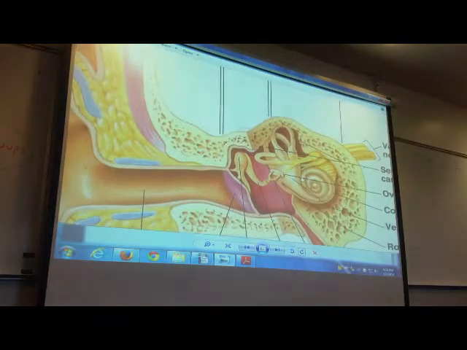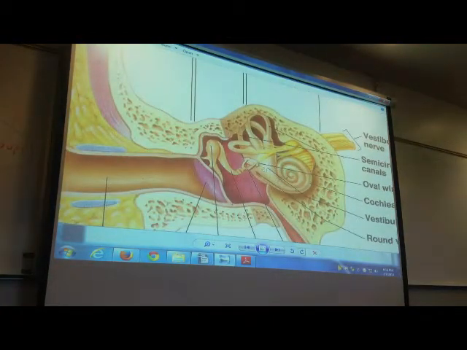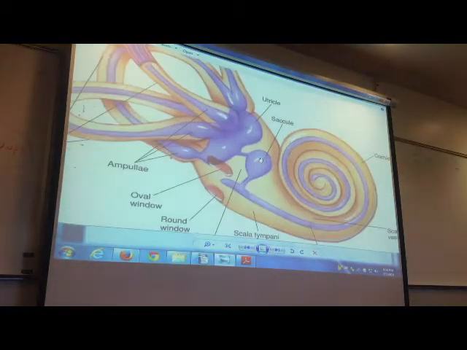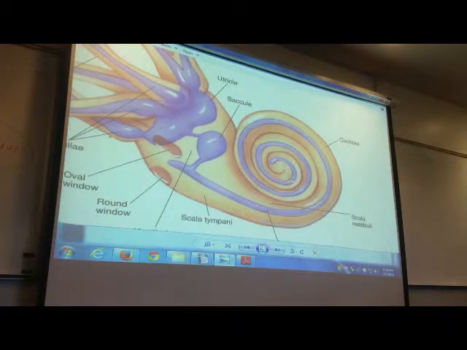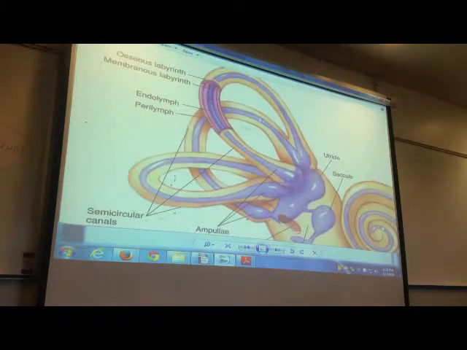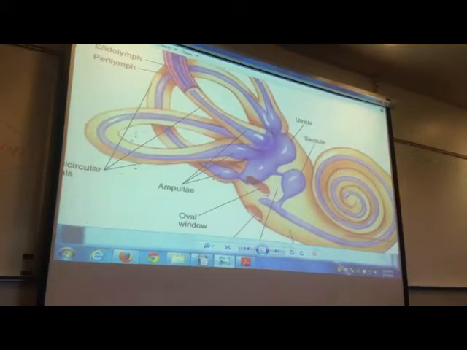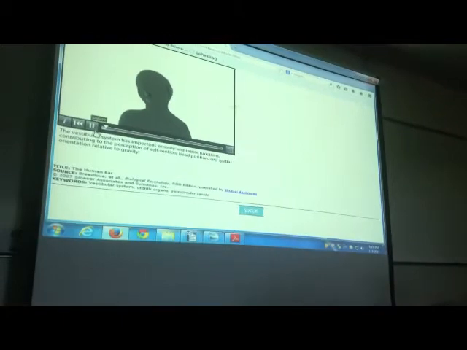Mm-hmm. But we're not done yet, because we just did the hearing part. There's another part, which you said was the balance part. Let's look at that. Let me show you this picture here one more time. So here again was our snail, the cochlea, back here. And now we're going to focus on this other part of the snail. Self-motion, head position, and spatial orientation relative to gravity.